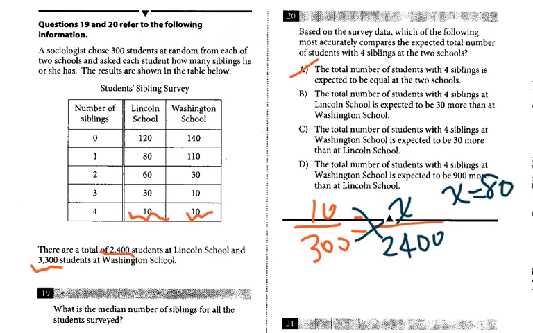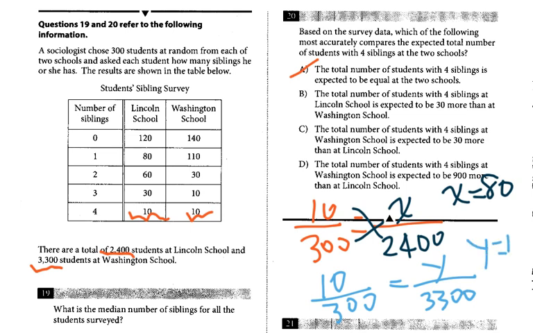We do the same thing, and for the Washington school, I will get 10 over 300 equals Y over 3,300. Then Y equals 110. That's why the Washington school is expected to have 30 more than Lincoln High School for students with 4 siblings. So C is the answer.